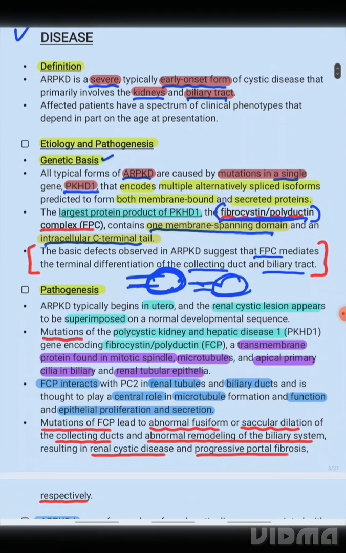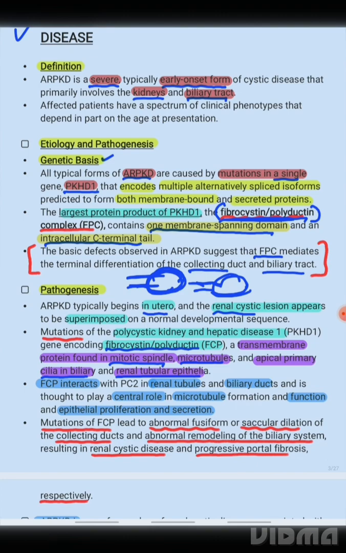As for the pathogenesis, it usually begins in utero, and we discussed that there is renal cystic lesion appearance with mutation in polycystic kidney and hepatic disease 1, which encodes the protein complex fibrocystin polyductin complex. It's basically a transmembrane protein found in the mitotic spindles and microtubules, basically the primary cilia in the biliary tree and the renal tubular epithelium. So the whole microscopic mechanism of this protein derangement is that it disturbs the normal homeostasis of this ciliated epithelium or the renal tubular epithelium.